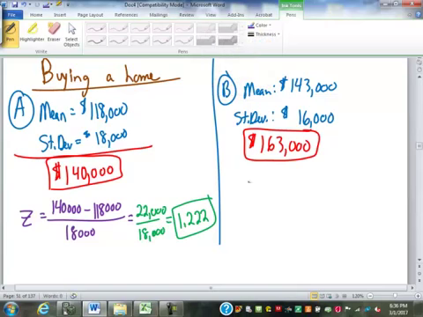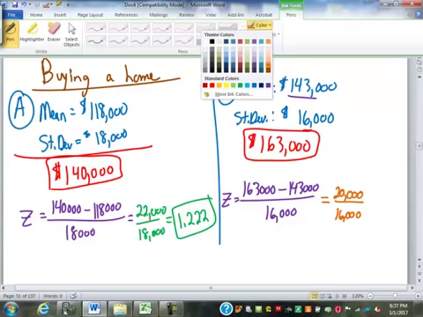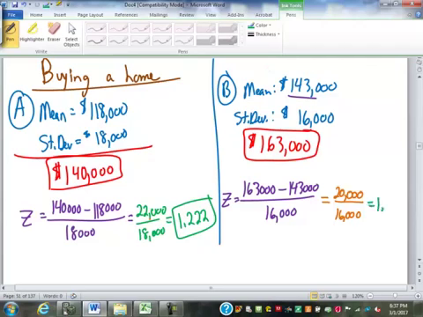Over here on the other side, our $163,000 home, the z-score will be 163,000 minus what? That mean is 143, divided by that standard deviation, 16,000. So we subtract here 163 minus 143. That house is only $20,000 more than the mean. This one was $22,000 more than the mean. But the standard deviation is only 16,000. We divide that out. 20,000 divided by 16,000 is 1.25.